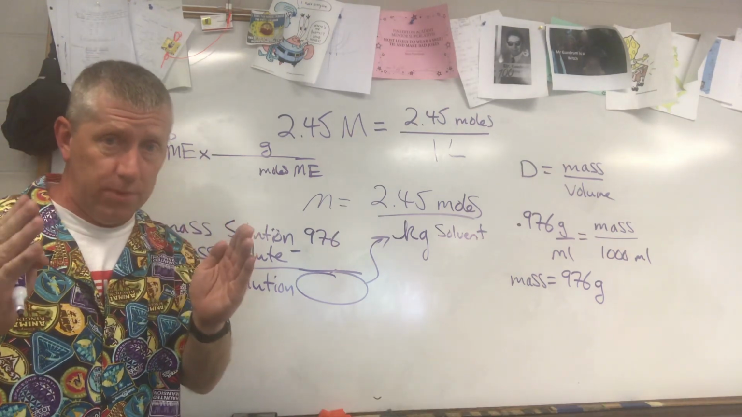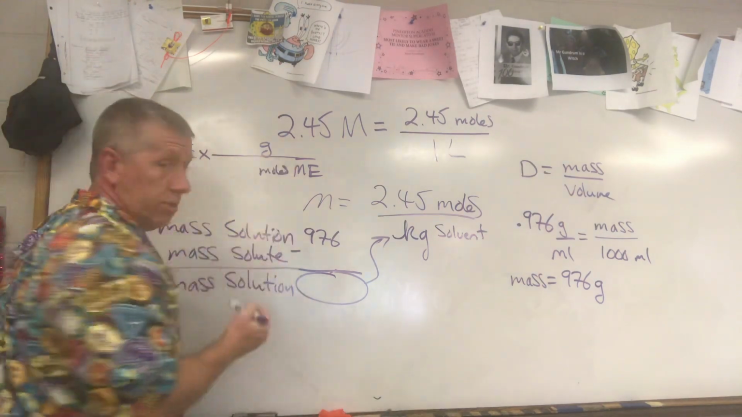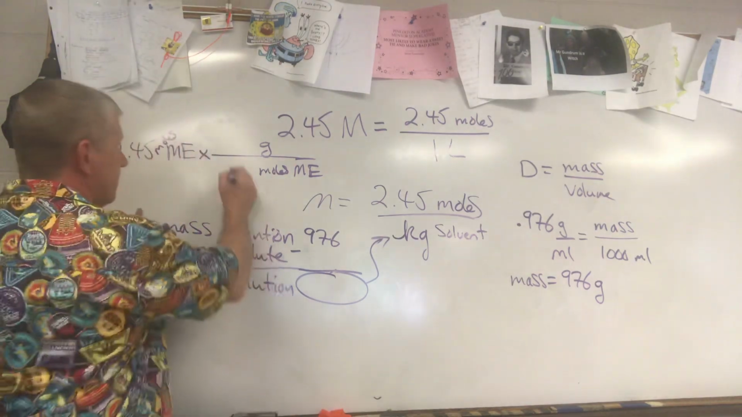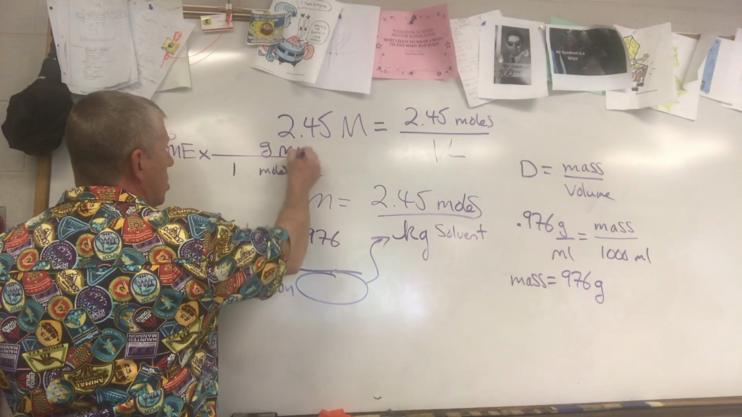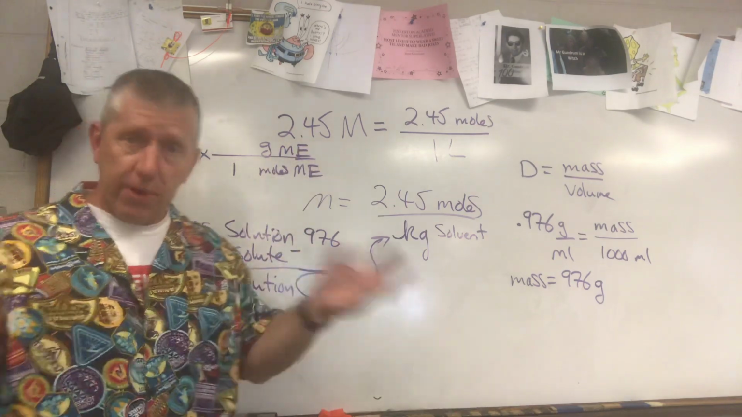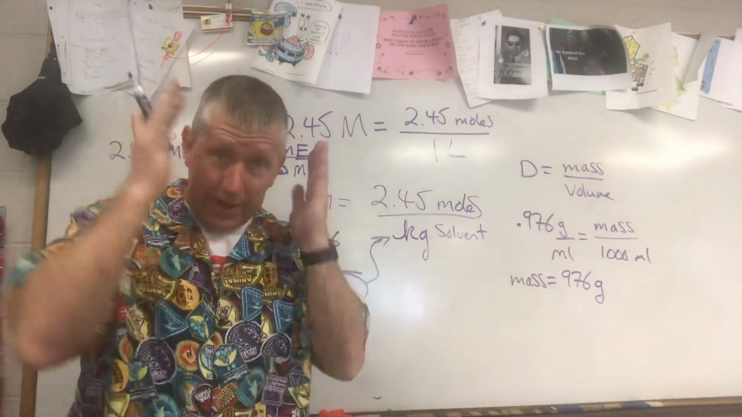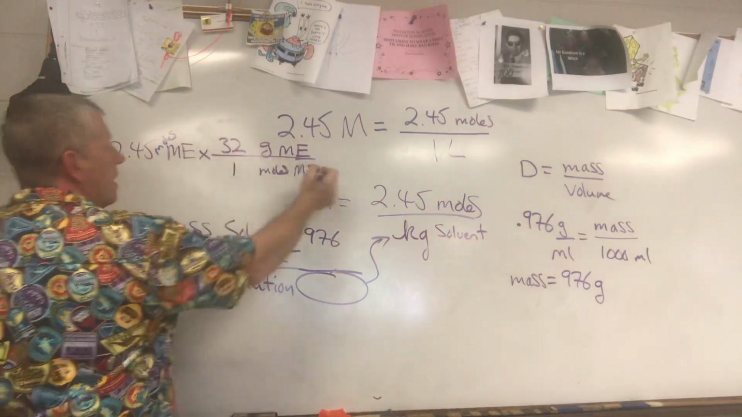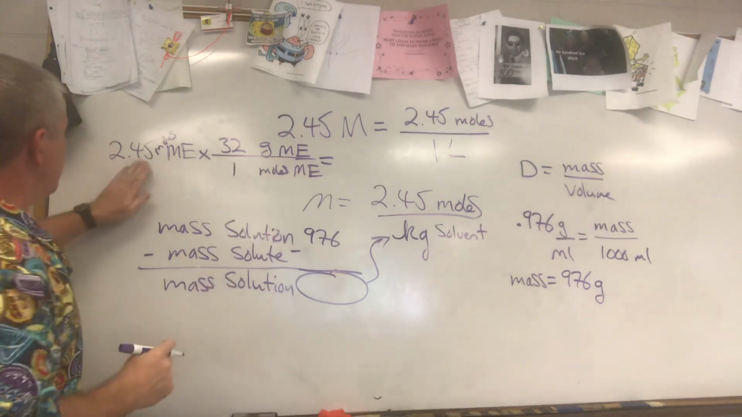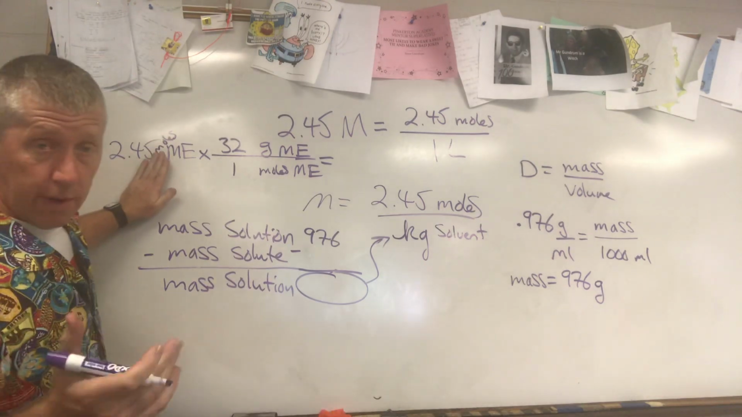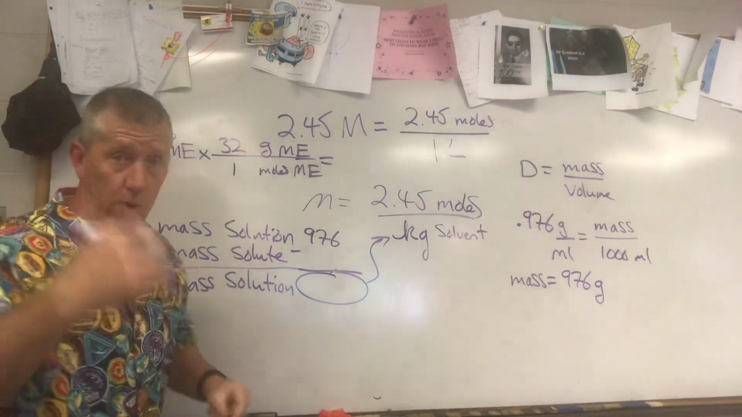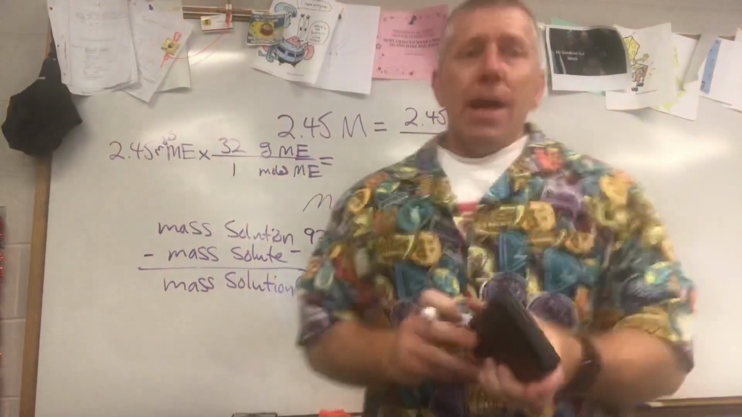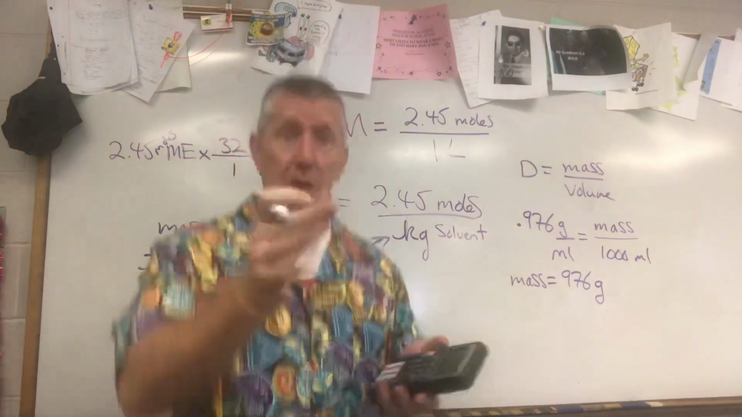You got to remember how to do this, people. Mole to gram conversion. How do we do mole to gram? 1 goes next to the mole. And then we look up on the periodic table everything that makes up methanol and add it all together. Well, I already did it for you. It's 32. So put 32 here. If I do this, 2.45 moles of methanol times 32 grams per mole, I'll get how many grams of the methanol, and that will give me how many grams of the solute.